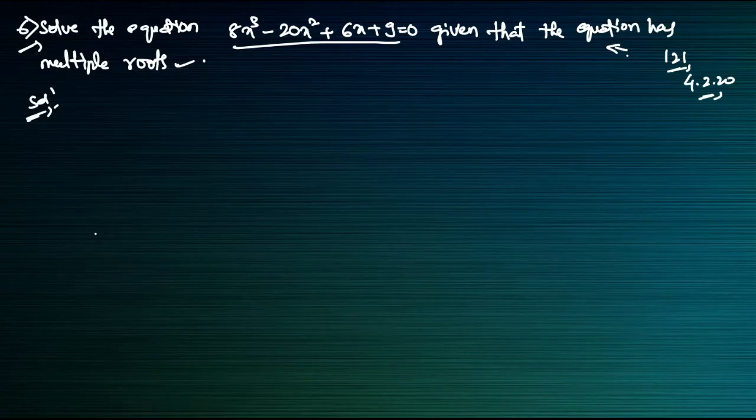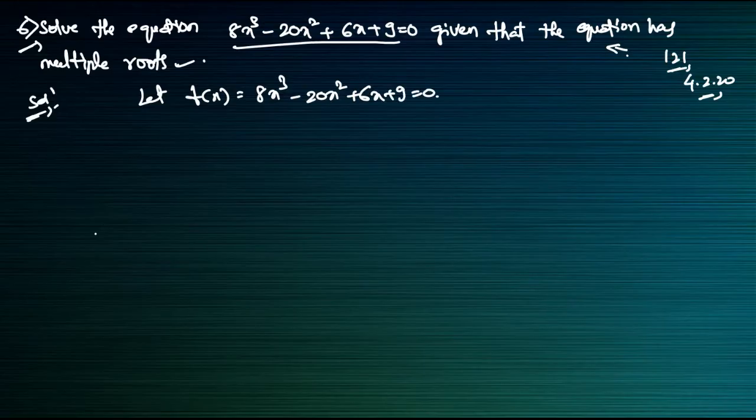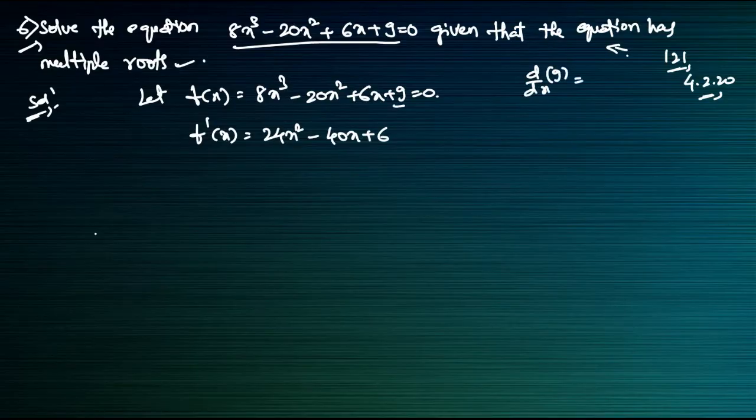I am doing this solution here. Let f of x is equal to 8x cube minus 20x square plus 6x plus 9 is equal to 0. Now f dash of x, the derivative of this equation, will become 24x square minus 40x plus 6, and the derivative of the constant 9 is 0.